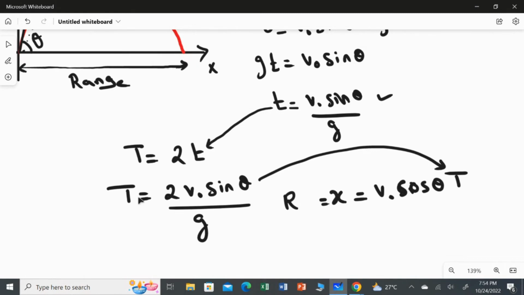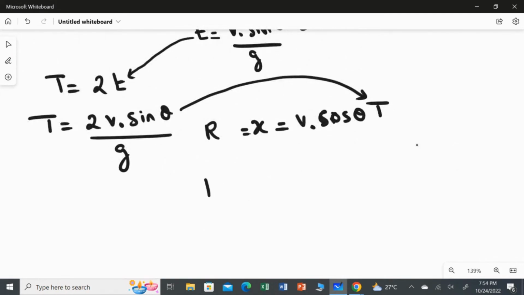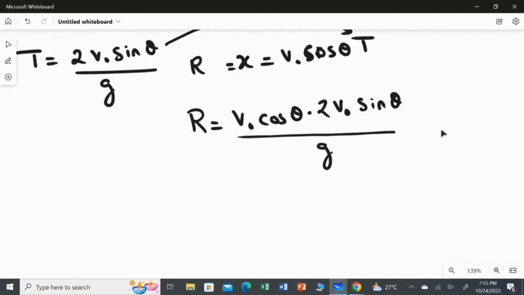Understand? So now once you substitute this time of flight here, what will happen? You will get the answer for the range, R, which is equal to V naught cosine theta, and once you substitute this capital T here, you get 2 multiplied by V naught sine theta over g. Now I'm going to multiply the terms, because here we have v naught twice the time. So the range R is equal to v naught square, and the most important thing here, we have cosine theta times 2 sine theta.